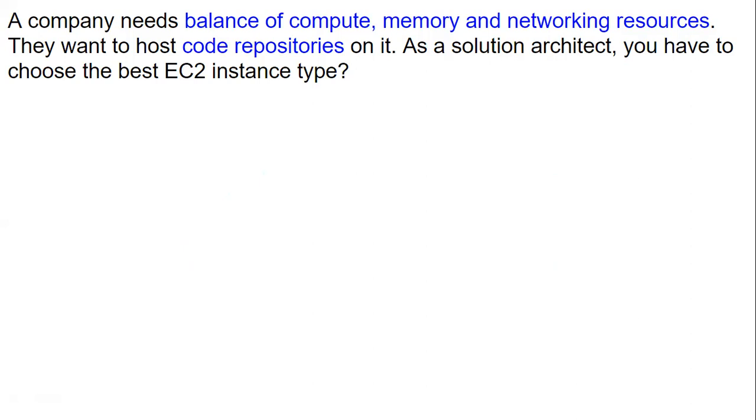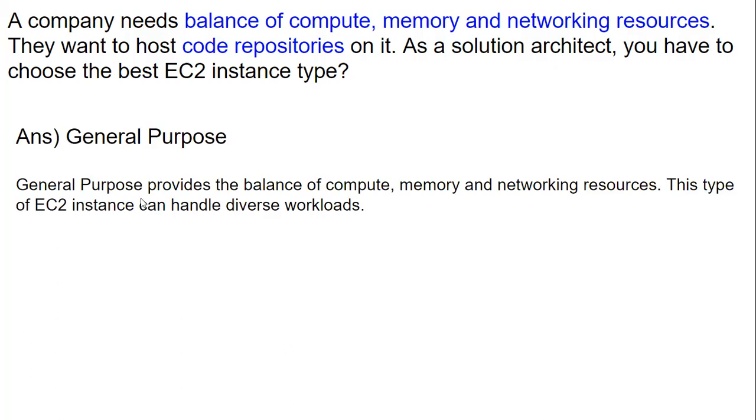So just keep in mind, whenever you want balance of compute, memory, and networking resources, you can go for general purpose instance type. General purpose provides the balance of compute, memory, and networking resources. And this type of EC2 instance can handle diverse workloads. That means whenever in the question you spot balance of compute, memory, and networking resources, the answer should be general purpose.